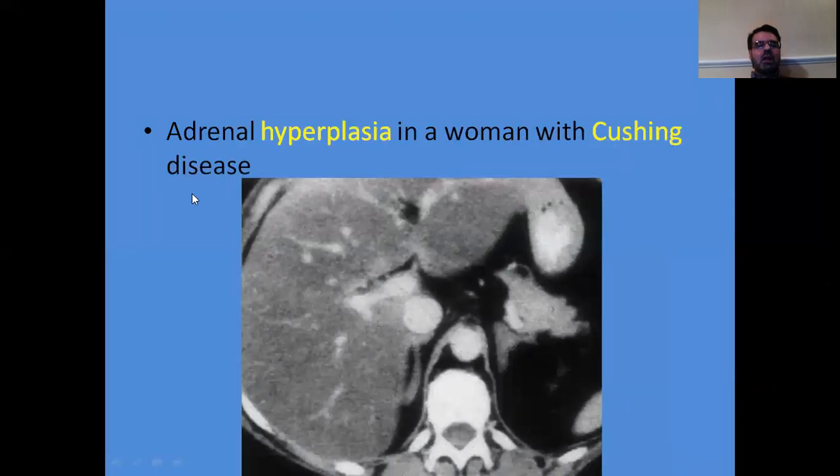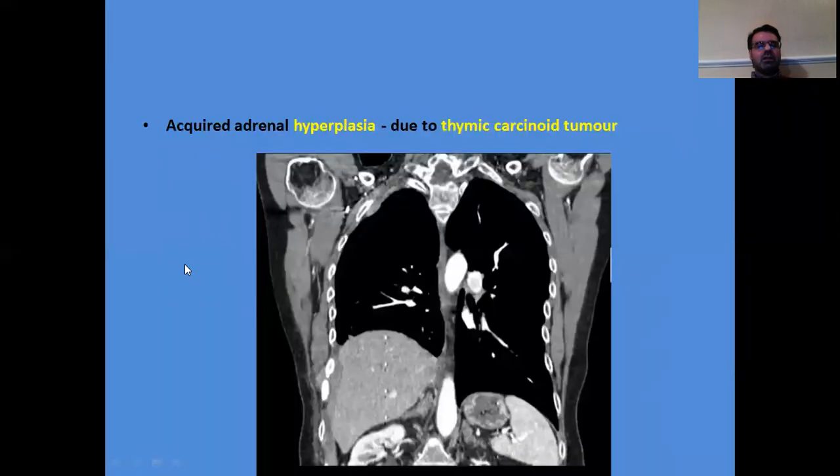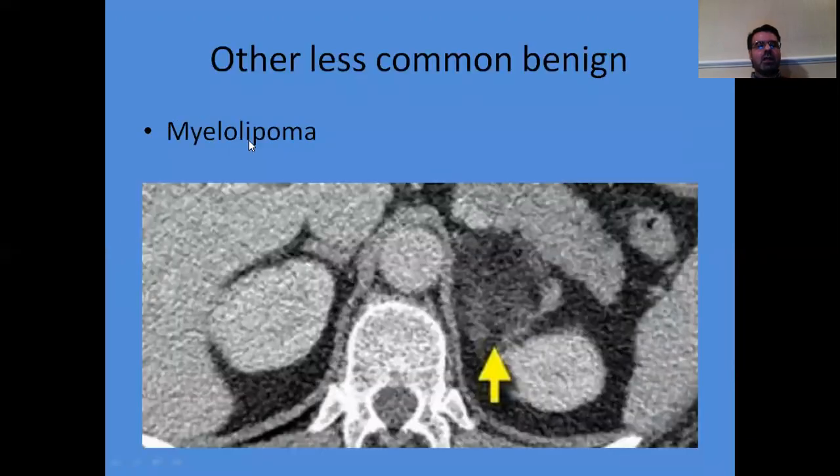Adrenal hyperplasia can also be functioning, like in this example, causing Cushing syndrome. And hyperplasia can also be associated with other conditions, such as thymic carcinoid tumor in this case. This is the thickened left adrenal gland, and this is the right thickened adrenal gland.